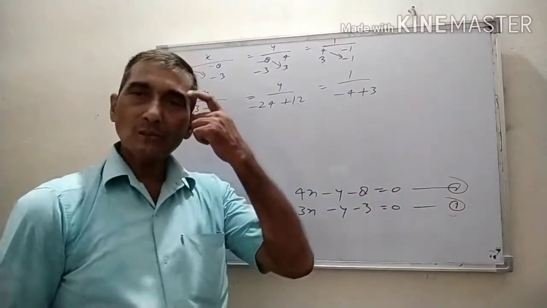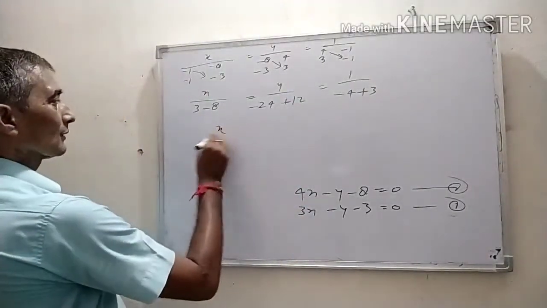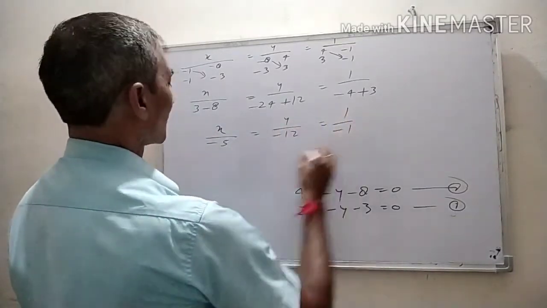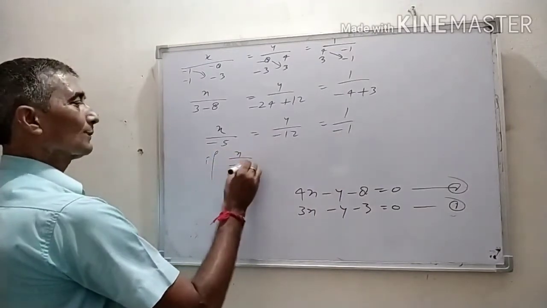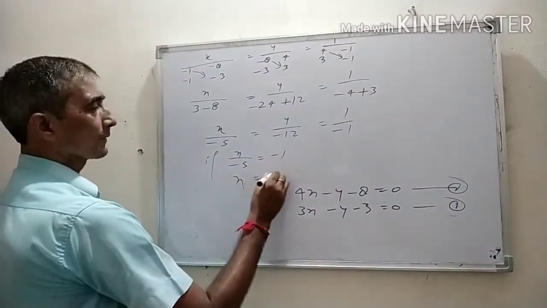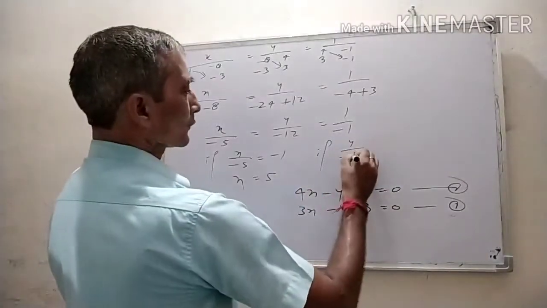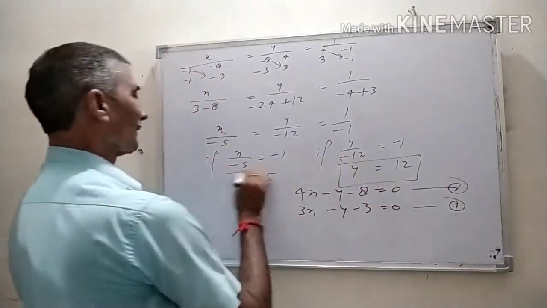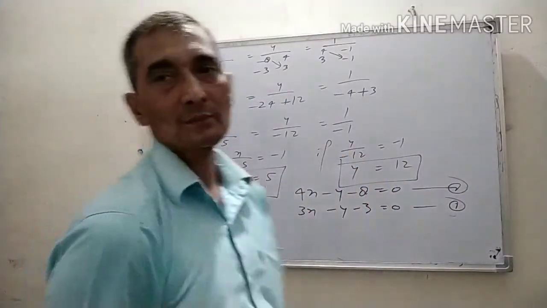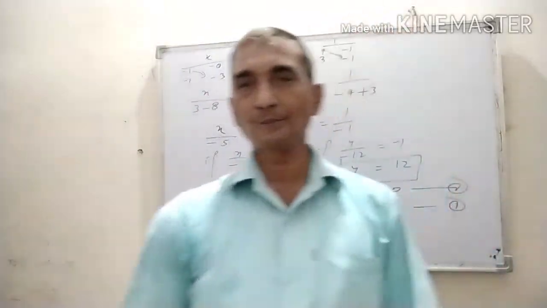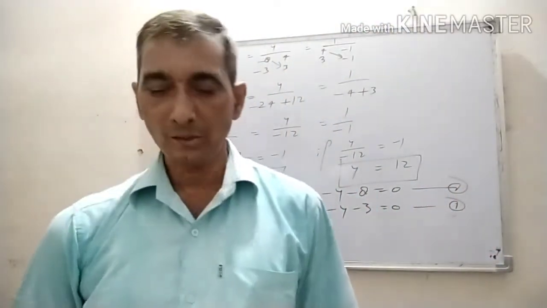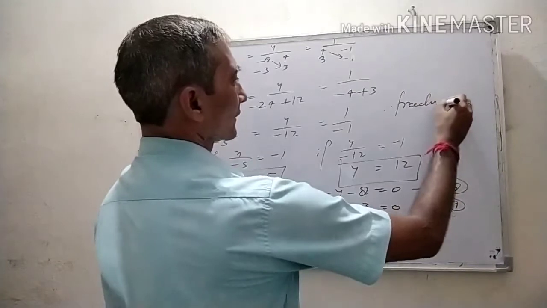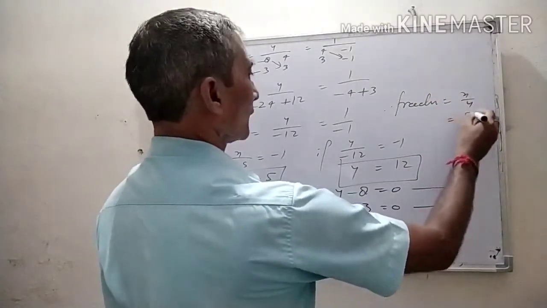Calculation. Now x upon minus 5 equal to y upon minus 12 equal to 1 upon minus 1. If x upon minus 5 equal to minus 1, now x equal to 5. If y upon minus 12 equal to minus 1, therefore y equal to 12. This is your solution of the second part. Now your answer is, therefore the fraction is x upon y, now 5 by 12.